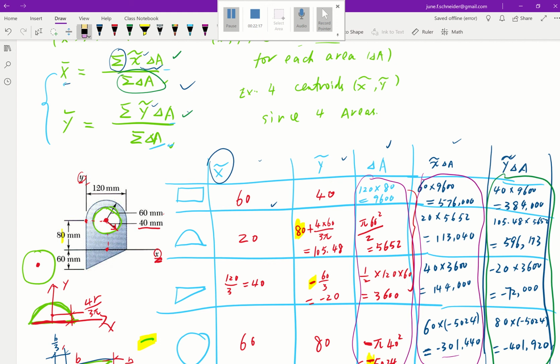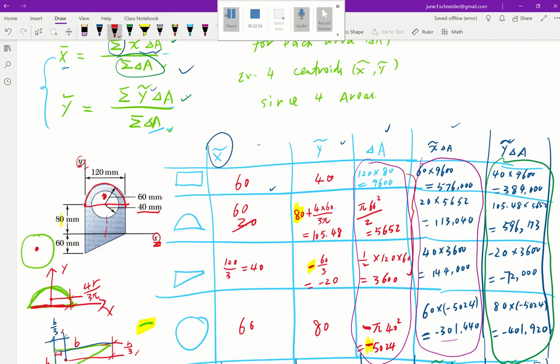Then I realize my rectangle, it is indeed 60, and my semicircle, the radius is right here. Let me go ahead and make it clear. Semicircle radius is right here, right? Centroid is right here. And that x coordinate is not 20. I don't even remember how I got that. So it's going to be 60 probably, from 40 here.